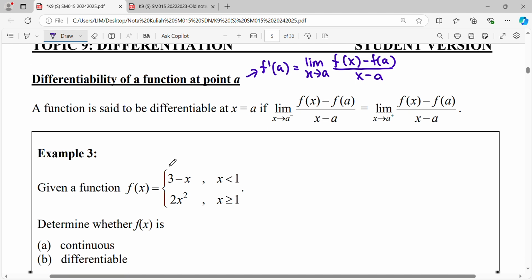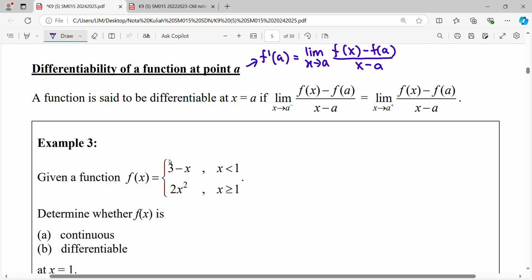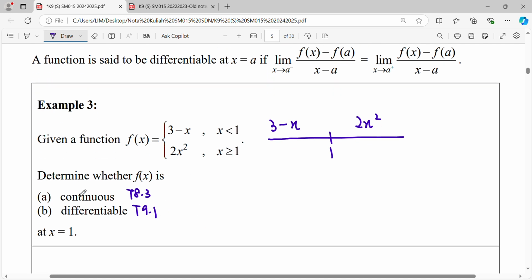With example number 3 here, they're giving you a piecewise function. For x less than 1, it is 3 minus x. For x more than 1, it is 2x squared. Firstly, determine whether it is continuous. This is topic 8.3. Then we see how it relates to our differentiability, topic 9.1. So we go for topic 8 first, whether it is continuous.